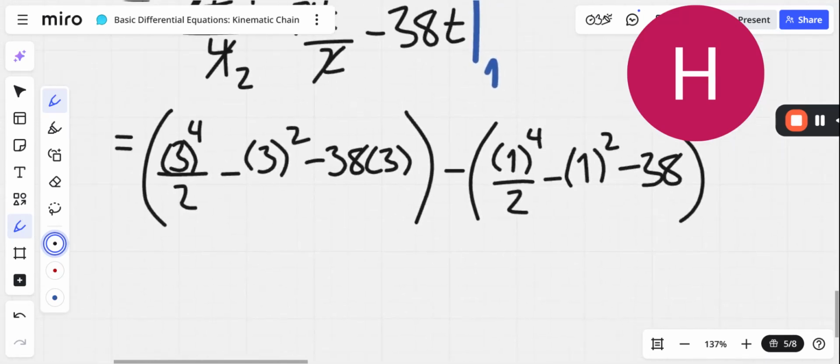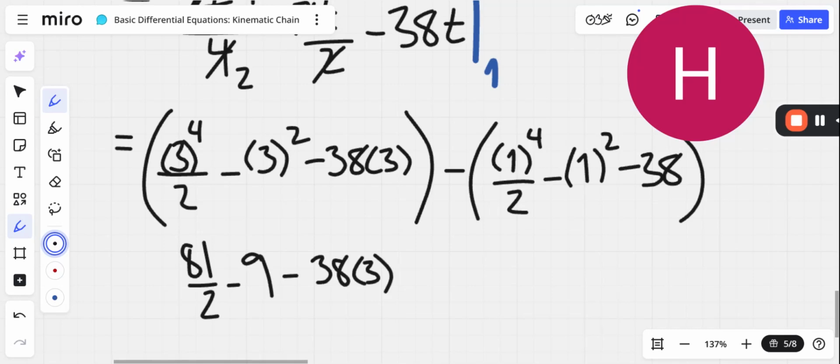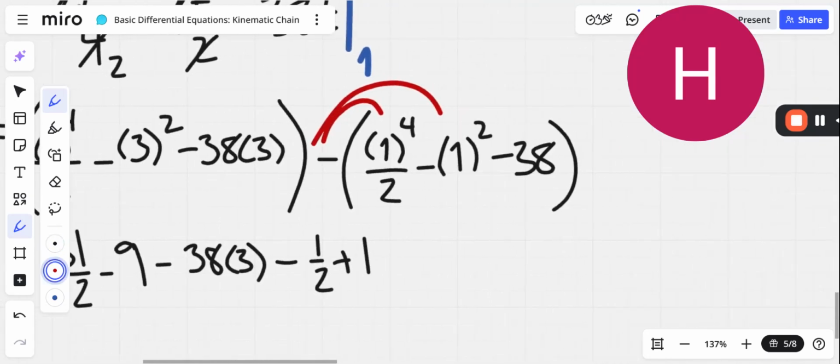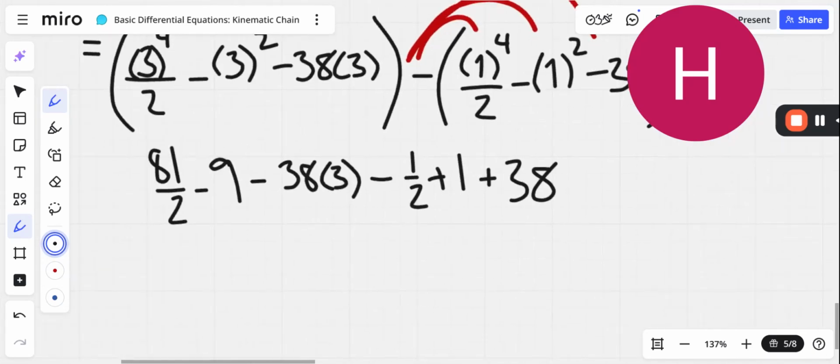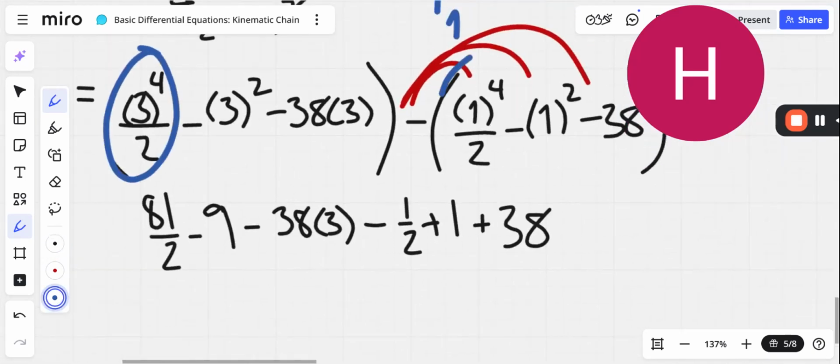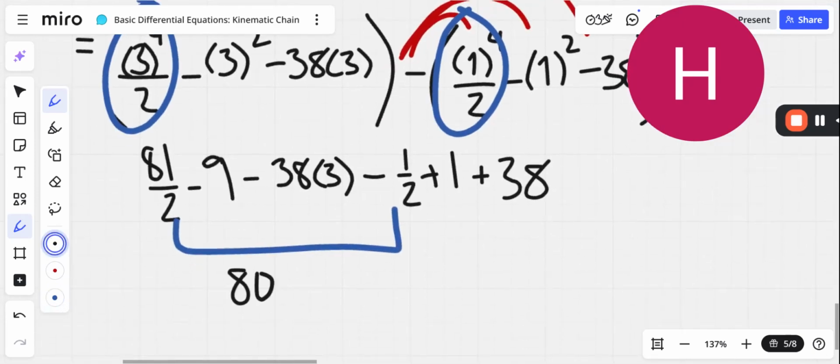So let's see what happens here. We're going to have 81 over 2 minus 9 minus 38 times 3. You'll see why I'm leaving it like that for now. Then we're going to have minus 1 over 2 and minus negative 1, so like plus 1. And then minus negative 38, so plus 38. Why is it useful to do this? Because these terms usually match up. If they're fractions, it's convenient to work with them together because that makes a whole number, 40.